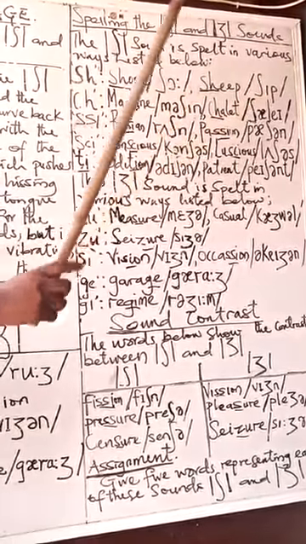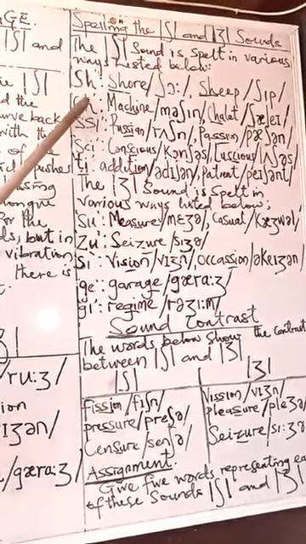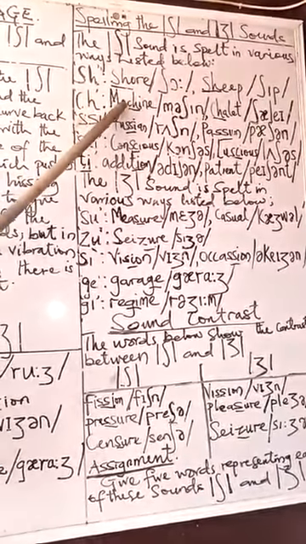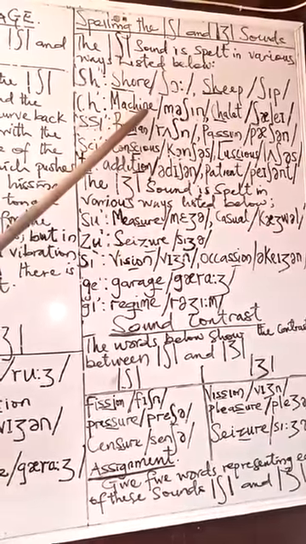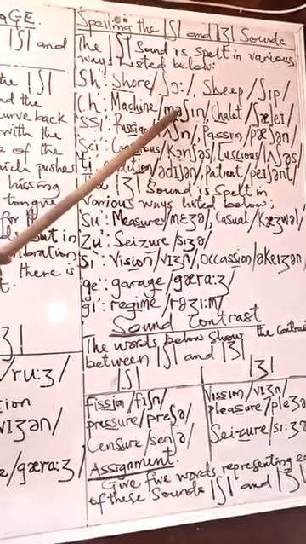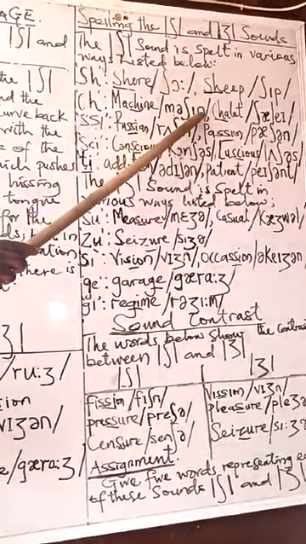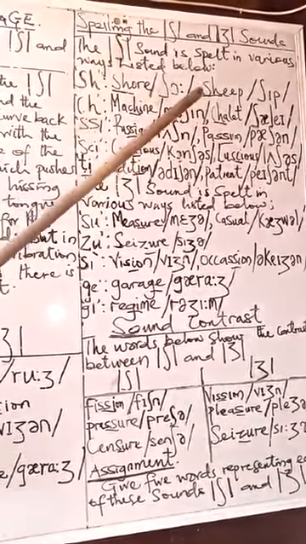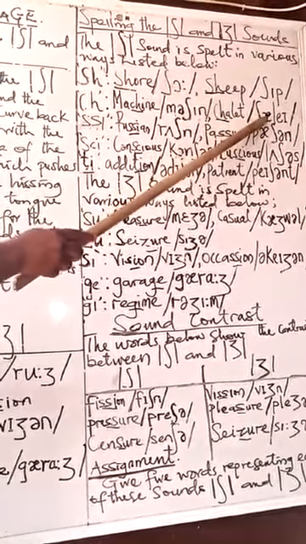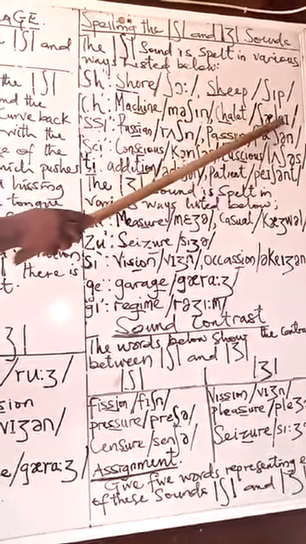Again, sheep. Now, we move to letters C and H. Letters C and H can be pronounced as sh when we have it in machine. Once again, machine. Let's take that again, machine. Also CH in chalet. Once again, chalet. Let's pronounce it again, chalet.